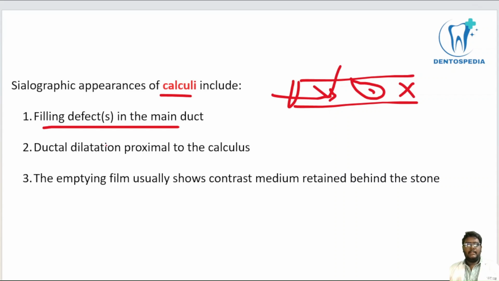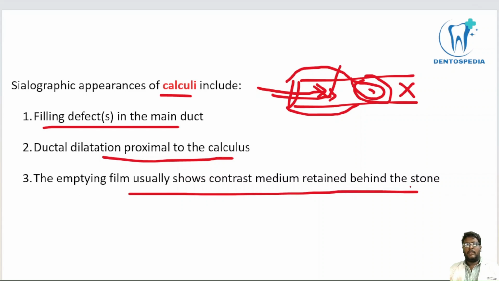And ductal dilation proximal to the calculus. Suppose the salivary gland stone is much bigger than the normal size, and because we are injecting the contrast media, it might dilate the salivary gland duct proximal to the stone, and this kind of appearance also gives a clue for salivary gland stones. And the emptying film shows contrast medium retained within the gland.